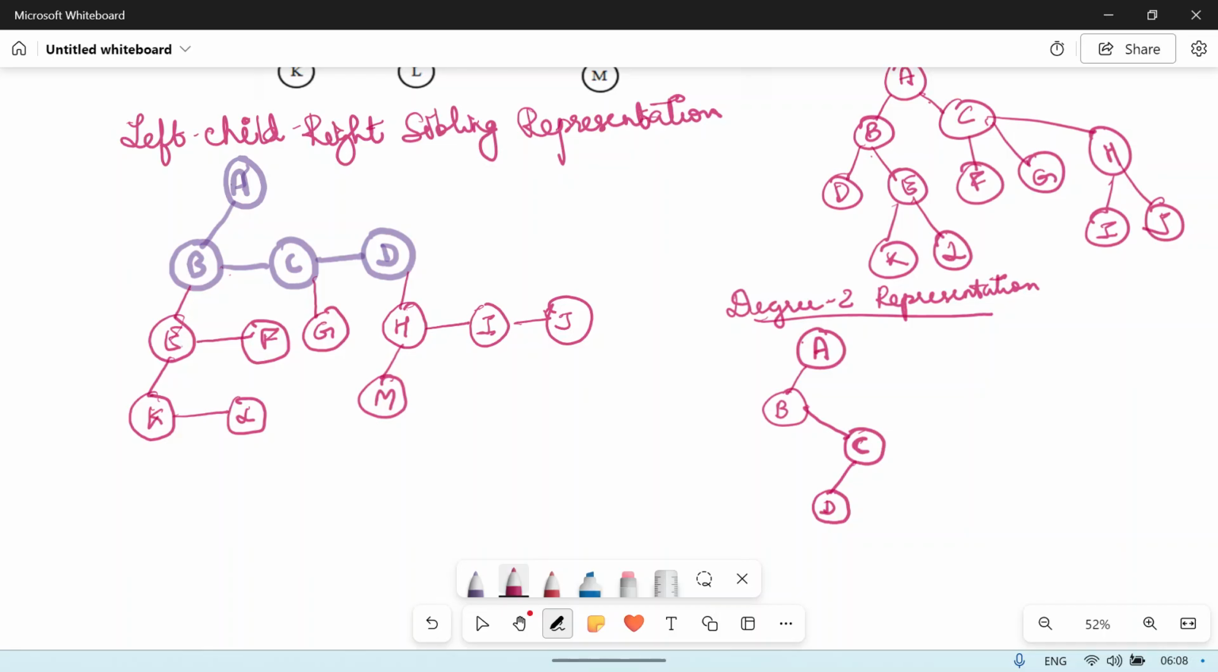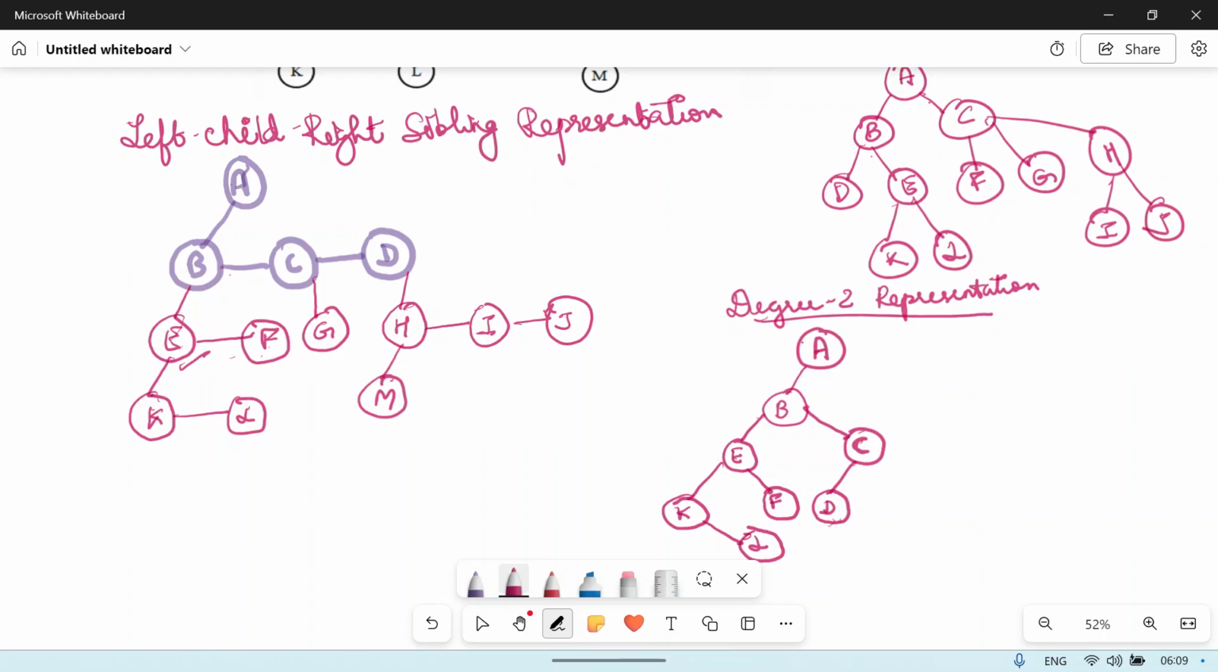Let me show you for this E one. So E will be here. Its sibling F will be tilted like this. Likewise, K will be here. Its sibling will tilt. Okay, are you understanding?